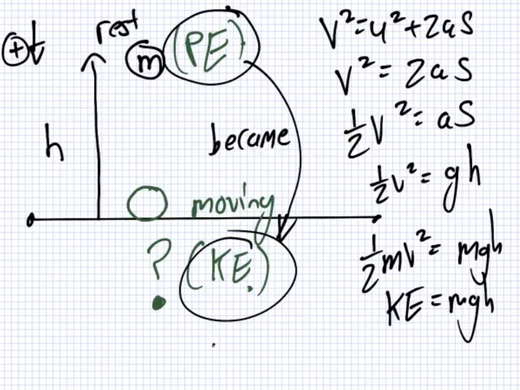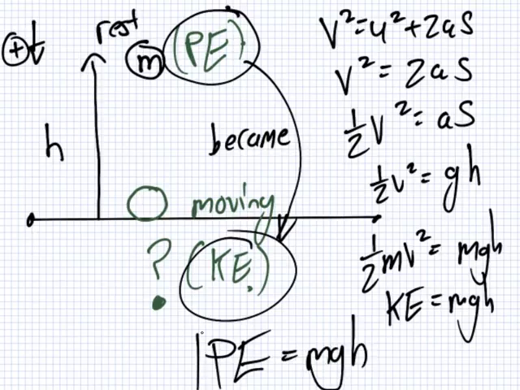So that means we have this formula, potential energy equals mgh. And maybe this is another formula you remember from high school. So this is our second one. If you can write this down, please. Also, kinetic energy is mgh.